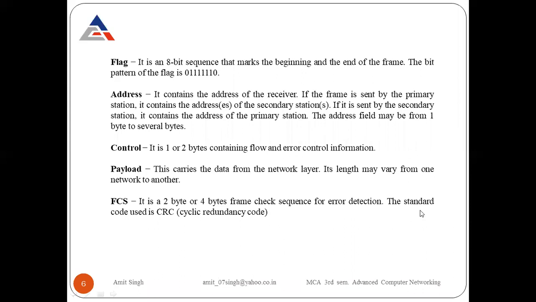The standard method that is used in the case of FCS for the error detection is known as CRC, and CRC is cyclic redundancy check. This is all about the frame format of the HDLC.